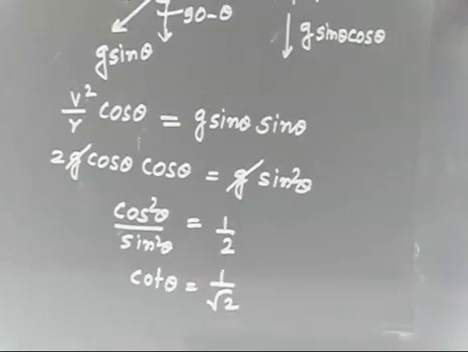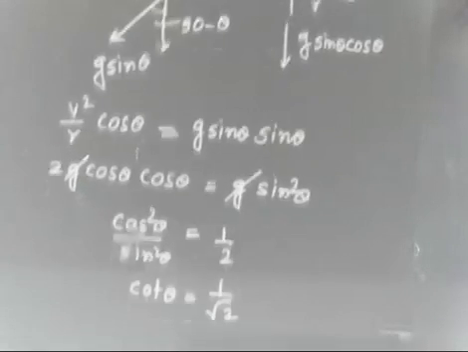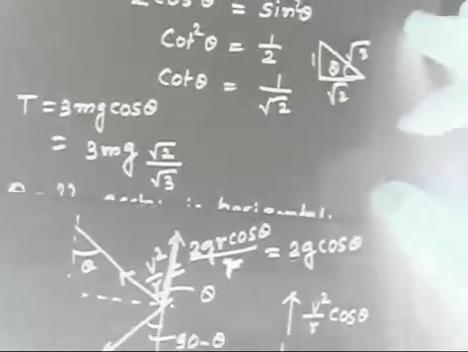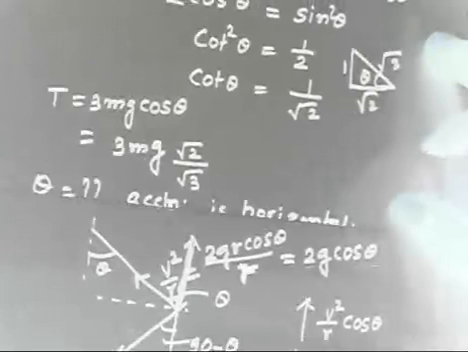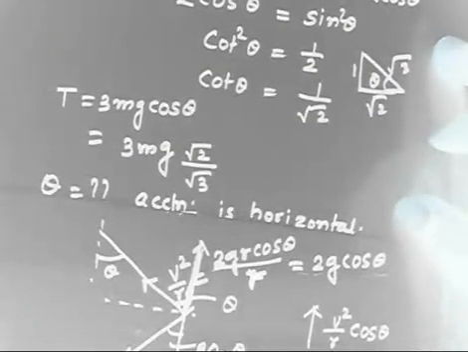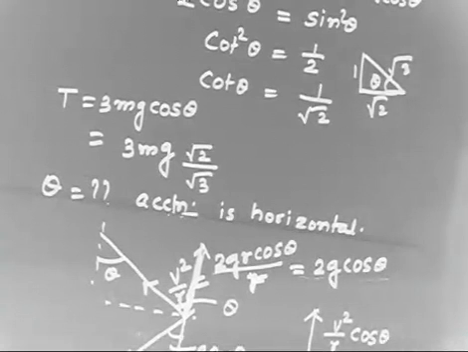In the last part, you see we have found tension. In the B part we have found tension, and tension is coming out to be root 3 mg. So you see I have to check the answer. I don't know whether I have checked the answer. You check the answer whether it's correct or not. If not correct, you satisfy yourself where the mistake is.